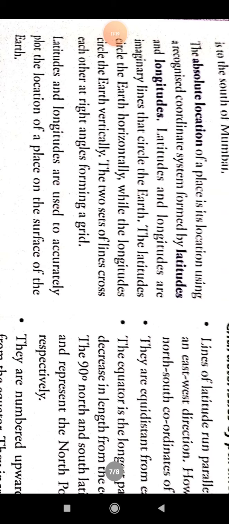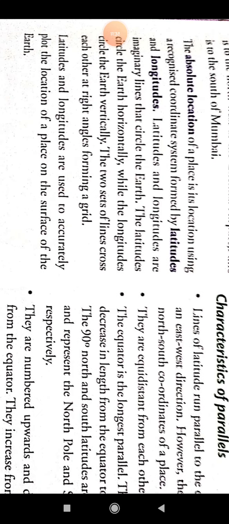The latitudes circle the earth horizontally, while the longitudes circle the earth vertically. Okay, so latitudes and longitudes are imaginary lines. Latitudes circle the earth horizontally and longitudes circle the earth vertically. When these two sets of lines cross each other at a right angle, they form a grid.